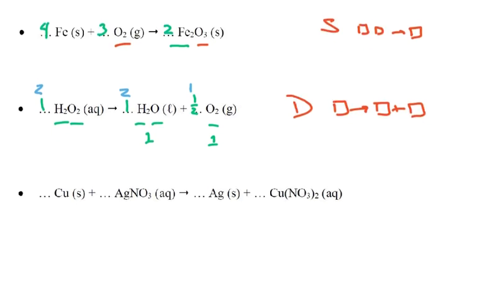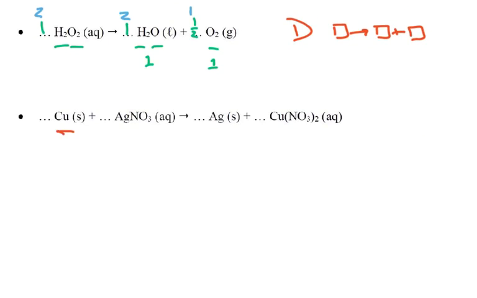Now the next one, last one, I have an element and I have a compound turning into an element and a compound. And notice again, just like combustion and just like double replacement, it's 2 things turning into 2 things. But the clue here is I have an element and a compound, and I have an element and a compound. Okay, that is a single replacement reaction. The copper is replacing the silver.